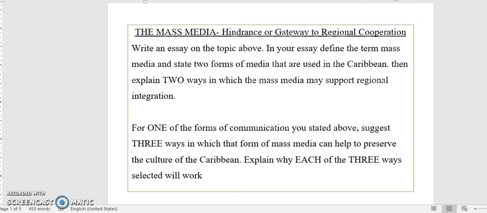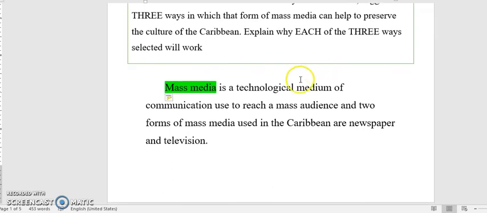All right, let us go down to my essay. Mass media is a technological medium of communication used to reach a mass audience. And the two forms of mass media used in the Caribbean are newspaper and television. You could also have radio, internet, books, and also magazines.